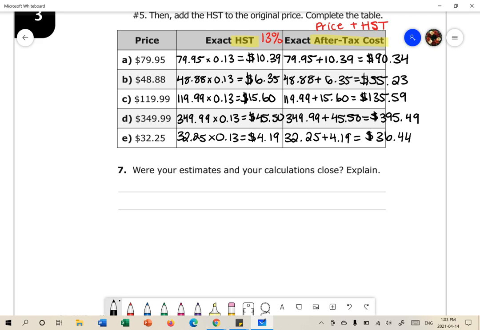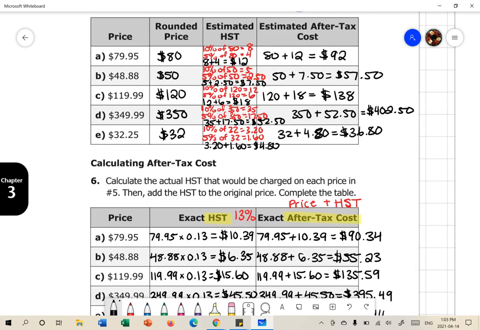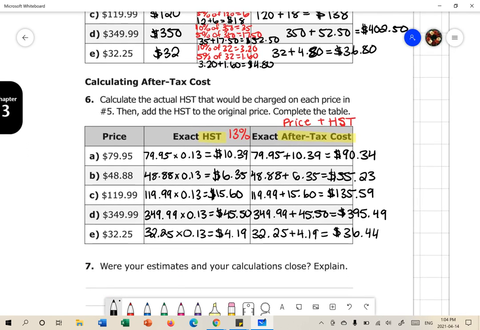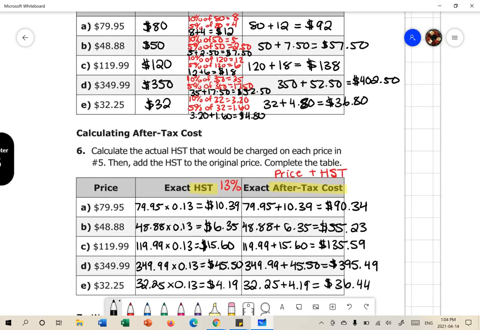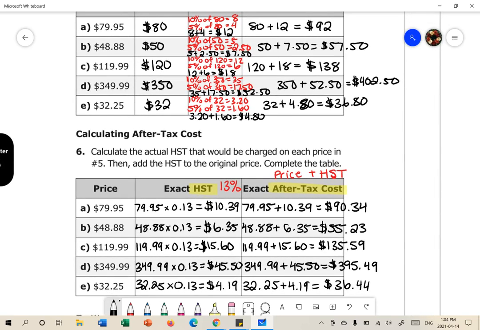So now we're going to compare question 5 and 6 together, where your estimates and your calculations close. So look at the last column for question 5, our estimated after-tax costs, and then for question 6. They're pretty close. Okay, and that's because I used method 2, and in method 2 we're estimating using 15% tax, which is very close to 13%. So we would get just slightly higher estimates, but it's very, very close.